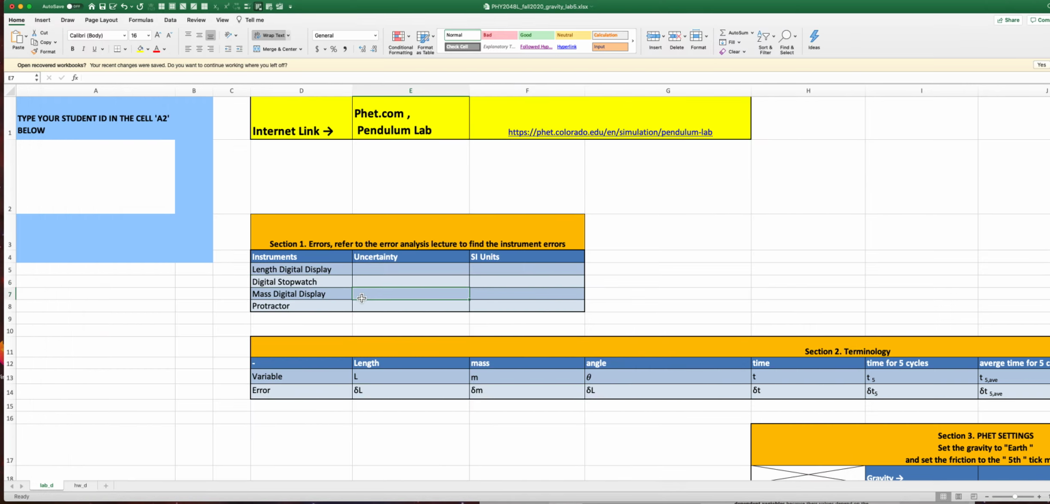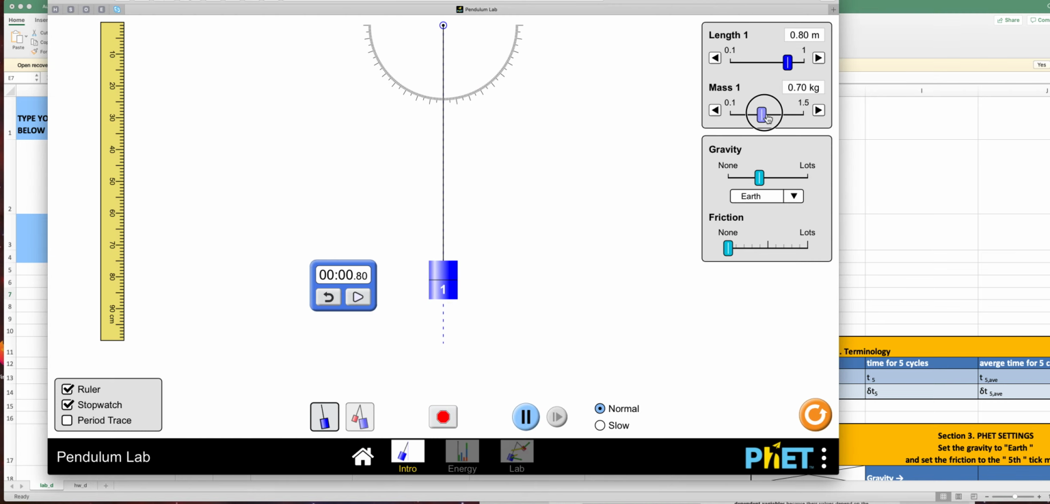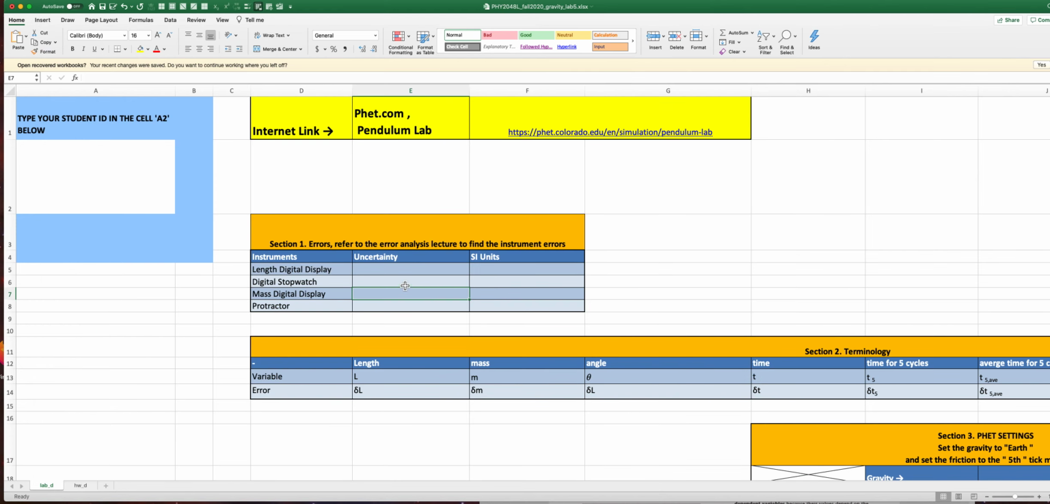The next device is going to be the mass display. That's just going to be this digital mass setting here. Whatever number you see there, again, consider that the last digit is not fluctuating, and based on the error analysis lecture, define what the error for that display is going to be. That's going to be your digital mass display error.